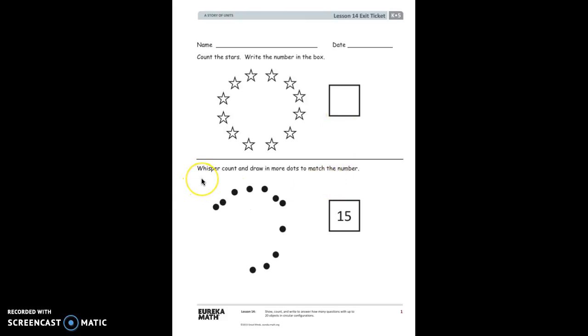For this one, you're going to whisper count all of these dots. Okay, and you're going to figure out how many dots there are. Don't forget to use the strategy. Once you know how many are here, you're going to look over here at this number. Okay? How many did you have here? And how many do you need? So you need to add more dots with your pencil until you have this many dots. Good luck!